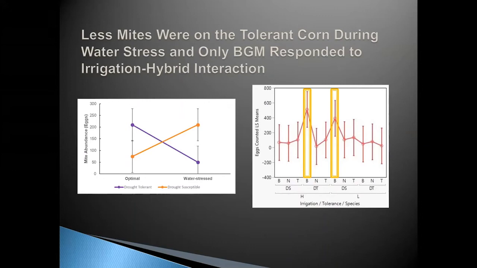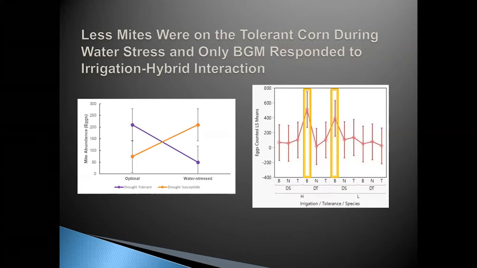And teasing apart that trend in the chart on the right, the B, N, and T stand for Banks, no mites, or two-spotted spider mites. The DS and DT represent the drought susceptible and drought tolerant. And lastly, H and L represent either the high irrigation or the low irrigation. So what this shows, or is attempting to demonstrate, is that the outbreaks in Banks grass mites in the high irrigation drought tolerant hybrid and low irrigation drought susceptible hybrid treatments were driving that trend. And those are shown in those yellow highlighted bars.